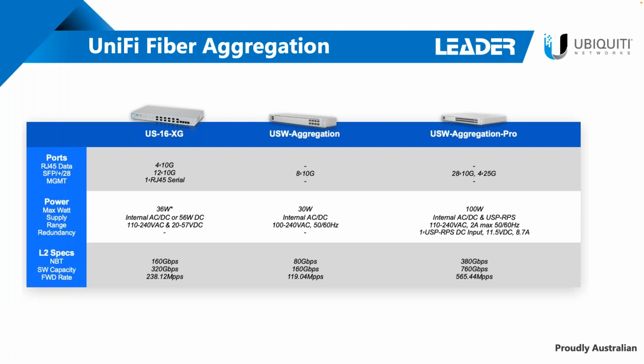And as a result of that, you'll also see the switching capacity, especially on the Aggregation Pro, is a massive increase. So it has 760 gigabit per second switching capacity, which is considerable. This is ideal for larger businesses where you need to aggregate all of your data before it goes out or goes to another branch or goes across the internet.